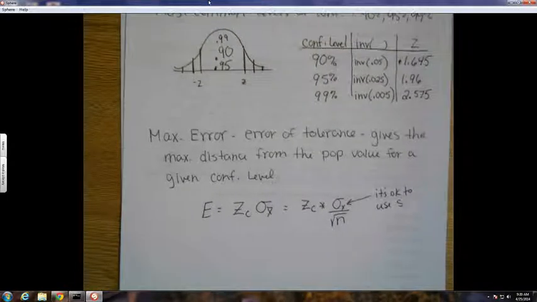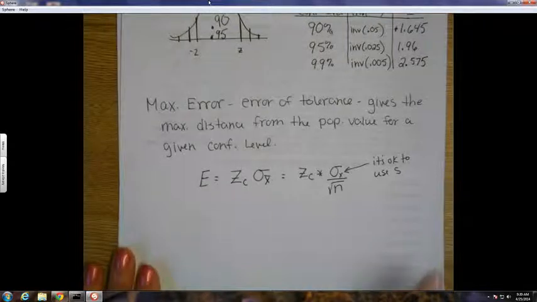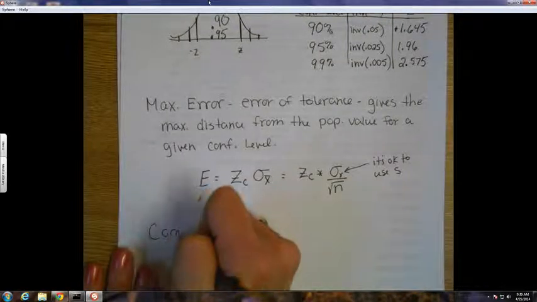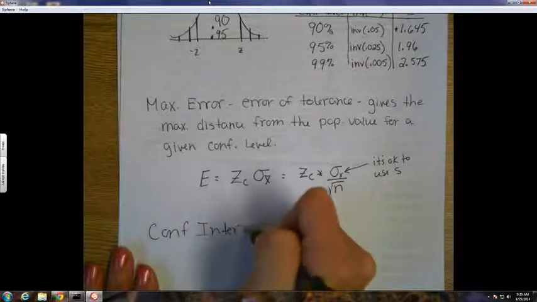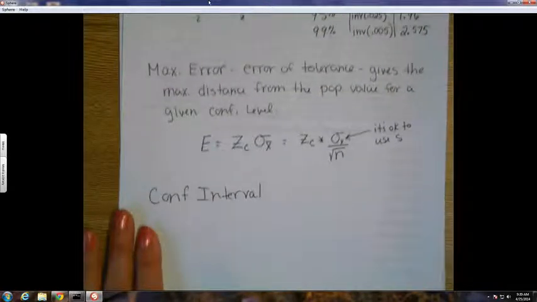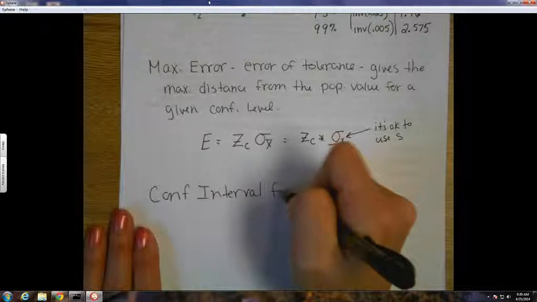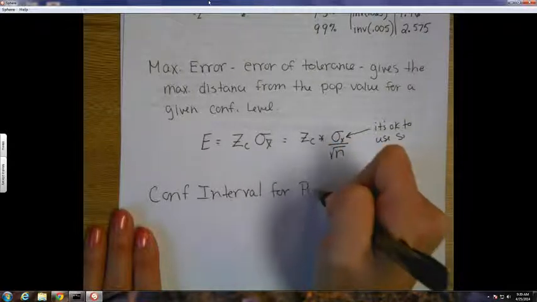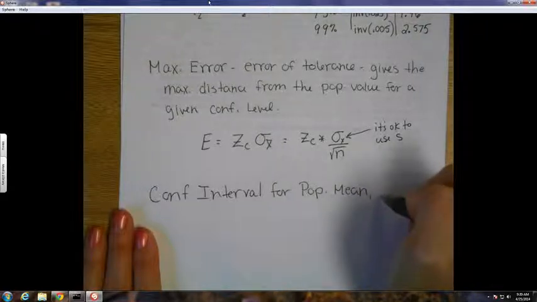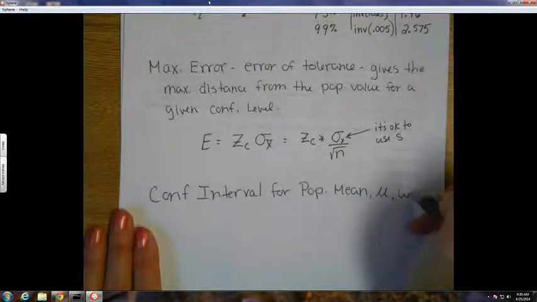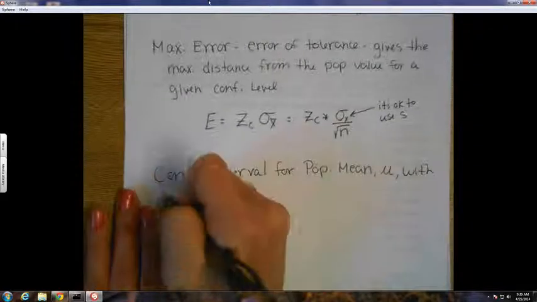Okay, so it's a three-step process to find what we're finding, a confidence interval. We're almost there. So a confidence interval, and what we're doing the confidence interval for is the population mean, which is mu, with large samples.